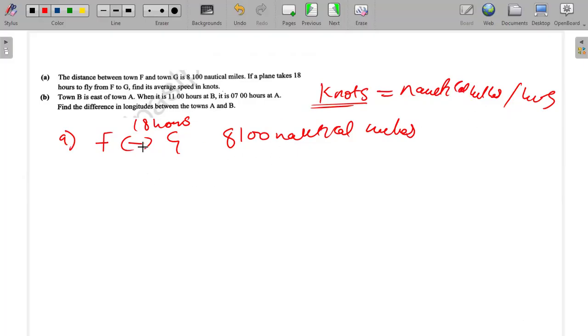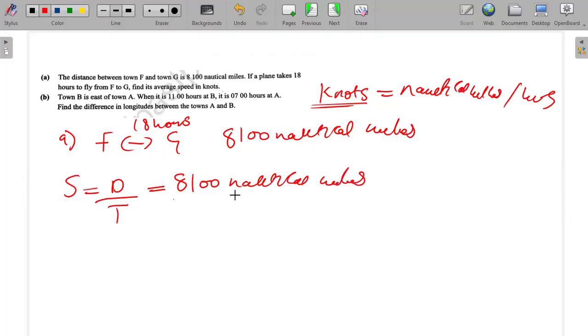So now, if this plane is moving for 18 hours from point F to point G, and the distance is 8,100 nautical miles, it means that to calculate the speed here, we know the formula for speed. Speed is given by distance over time, right? The distance that we've been given is 8,100 nautical miles.